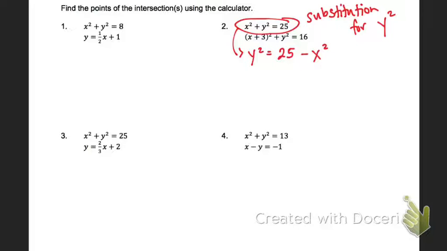Now, I'm going to take this equation and plug it in for y squared in the second one. And so I'm going to rewrite this as (x + 3) squared plus (25 − x squared) equals 16. Probably should have given y'all more room.